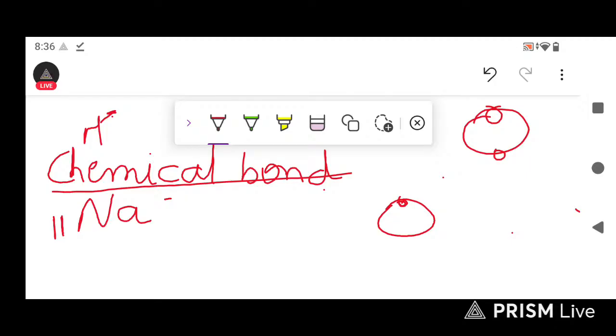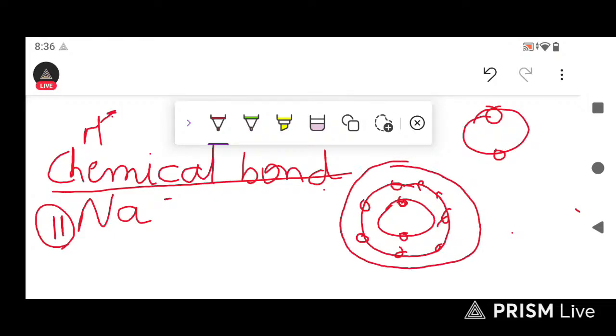Sodium has 11 electrons. In the first shell we have 2 electrons. In the second shell we have 8 electrons: 1, 2, 3, 4, 5, 6, 7, 8. But the atomic number is 11, which means one electron remains, and that electron comes in the third shell. So now this is the electronic configuration of sodium.